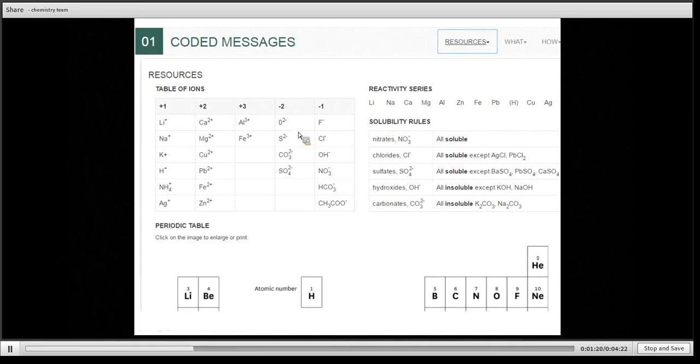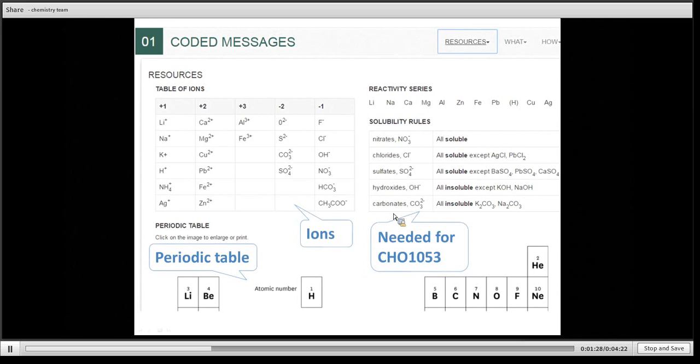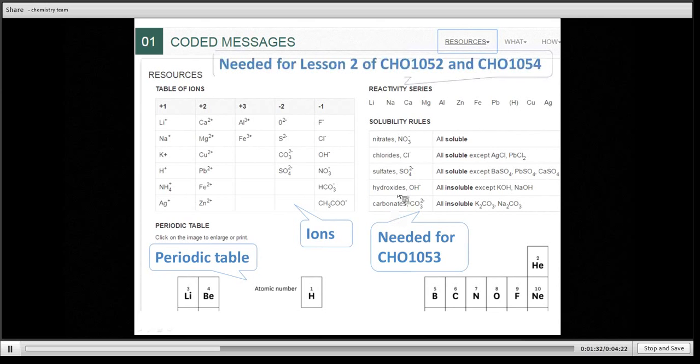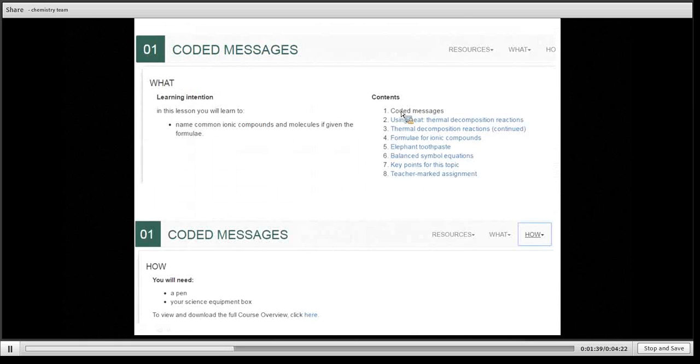You've got the table of ions, the periodic table. You've also got the solubility rules, which you're going to need in the next module. And then also the reactivity series, which you will be looking at from lesson 2 in this module, as well as again in the last module. Now, what are you going to be learning?